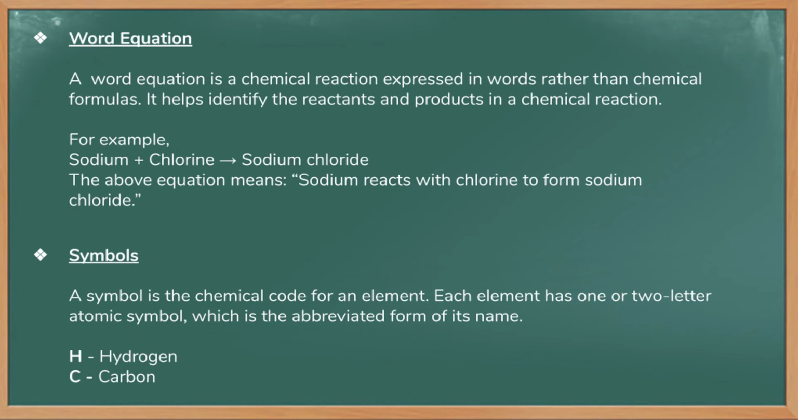While solving questions, you might come across chemical reactions mentioned as words in a sentence rather than chemical symbols and formulae. These are called word equations. As you can see in the example, sodium, chlorine, and sodium chloride are written in words that read: sodium reacts with chlorine to form sodium chloride. Symbols are chemical code for an element. Most often they are the first or the first and the second letter of the element's name, like H for hydrogen and C for carbon, etc.